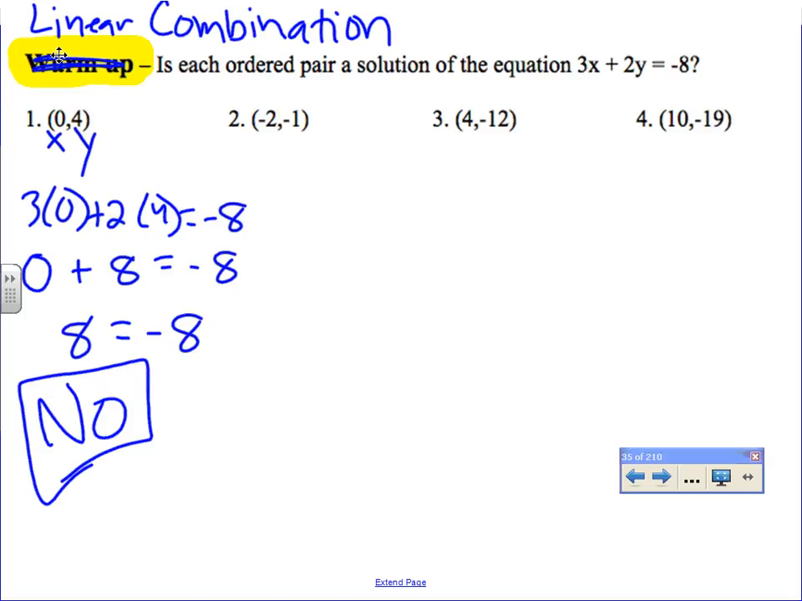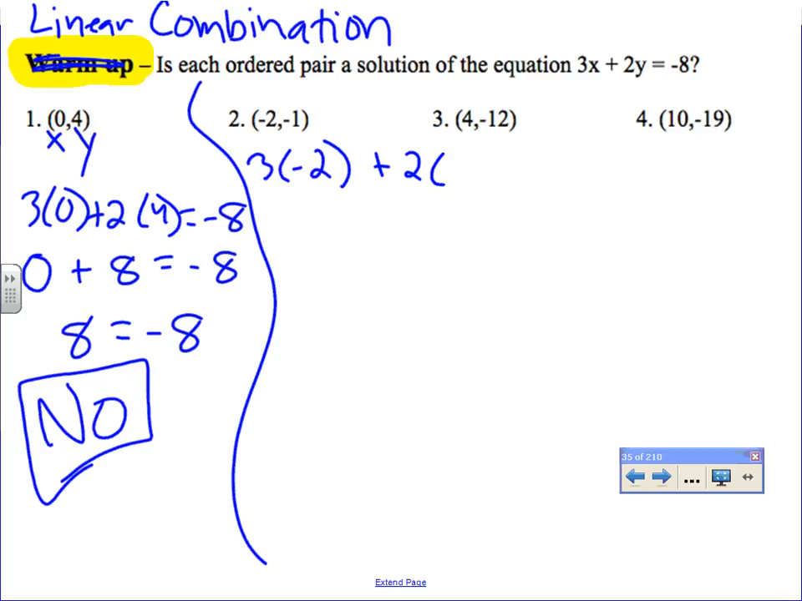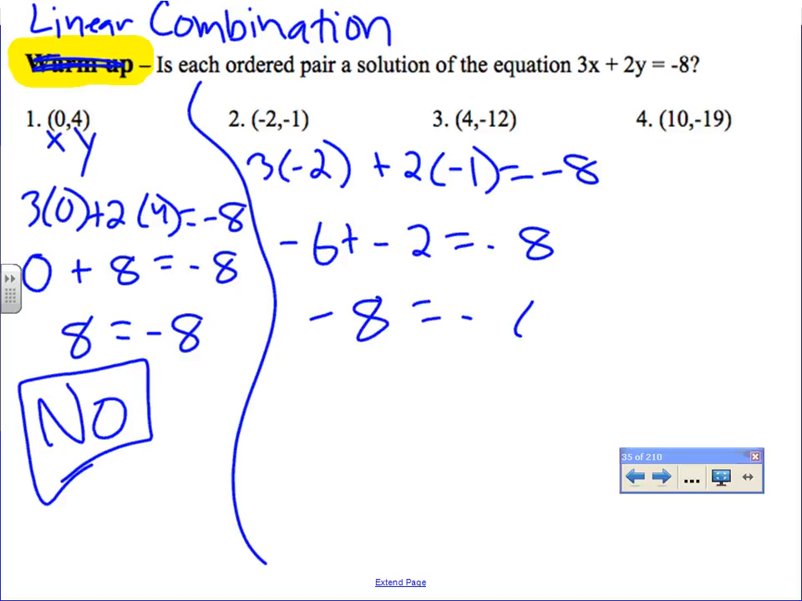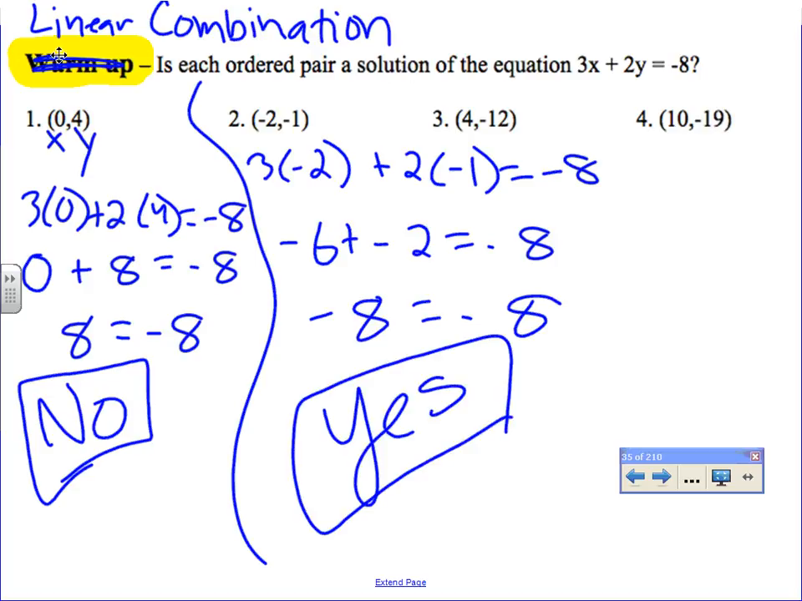All right, so let's plug number 2 in. So we have 3 times negative 2 plus 2 times negative 1 equals negative 8. Negative 6 plus negative 2. So does negative 6 plus negative 2 equal negative 8? Yes. So negative 8 equals negative 8. Yes. Number 2, the ordered pair is a linear combination for this equation. And yes, that's a linear function.